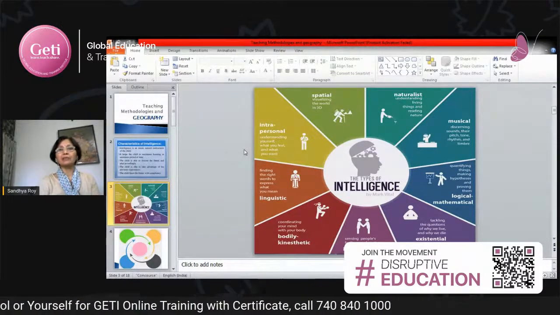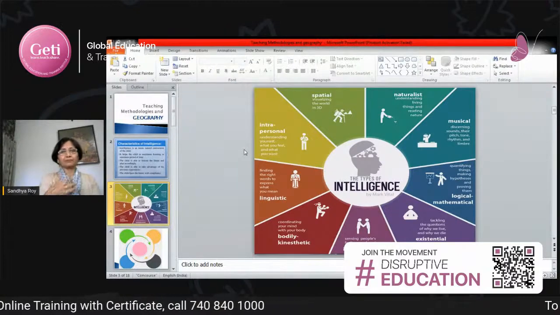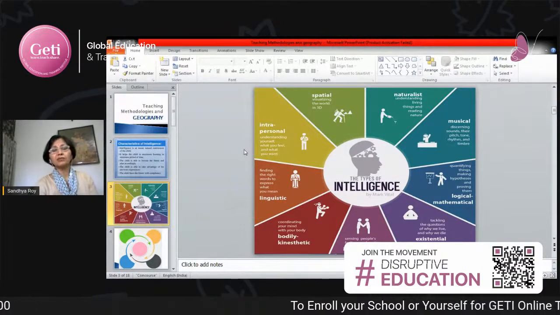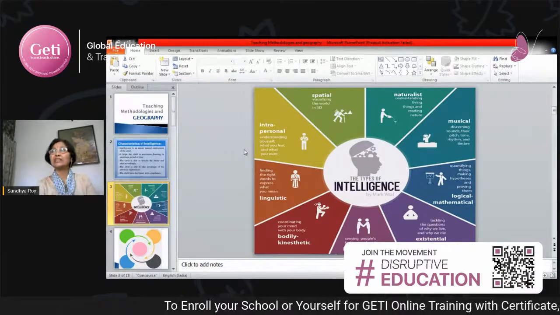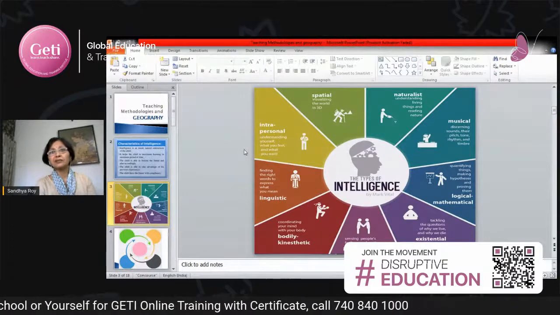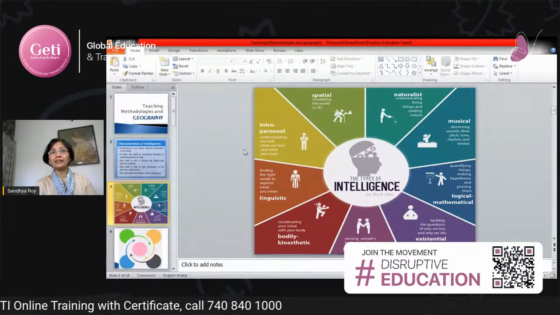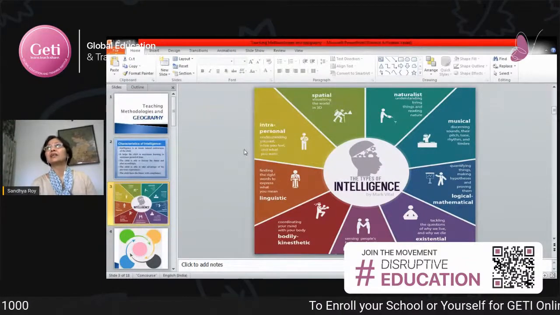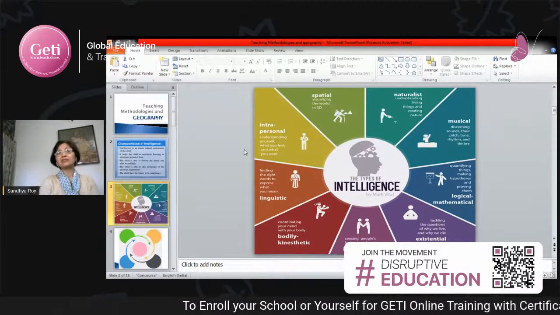That means maybe a child may have a spatial view, a visualization of the world. That means a child is able to see and learn. Some of the students are naturalistic. They understand living things, and reading nature is very good for them. They can understand everything with the help of nature.